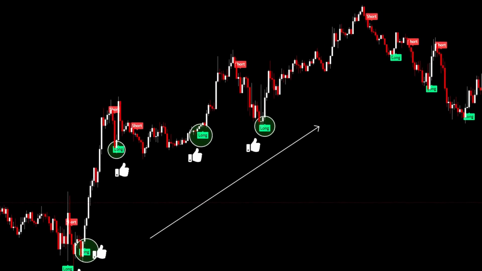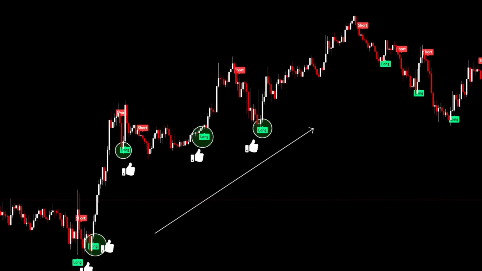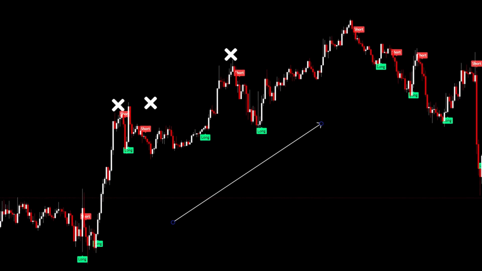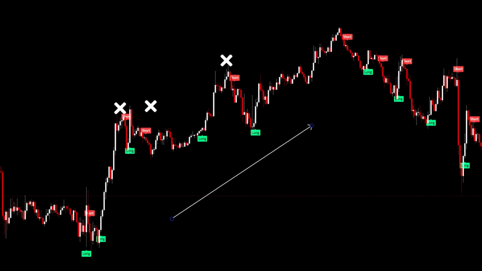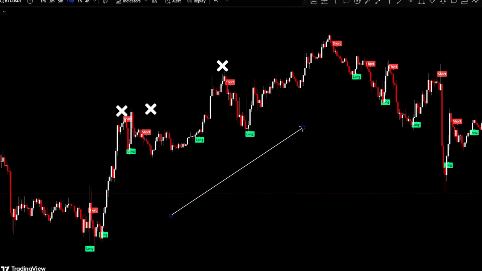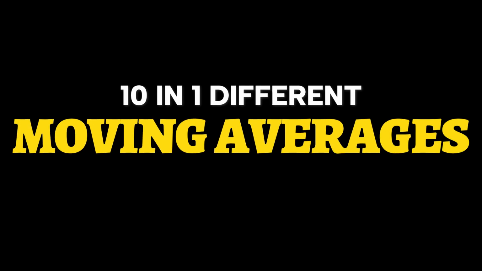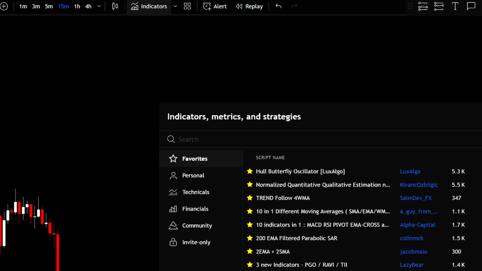We need to know which signals are the real deal. The discount signals, the ones that are perfectly placed for entry. We're not just looking for any signal. We're looking for the right signals, the ones that are gonna make us money. So, to filter out the noise and find those golden opportunities, we're adding another weapon to our arsenal. The 10 in 1 different moving averages indicator. And guess what? It's totally free. Head over to the indicator section and add this bad boy to your chart.